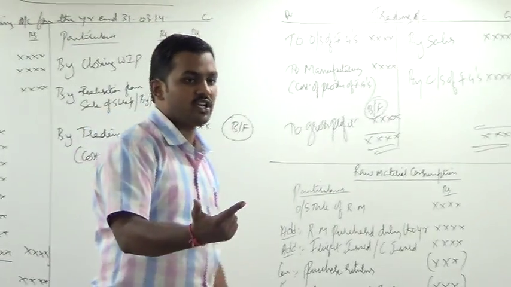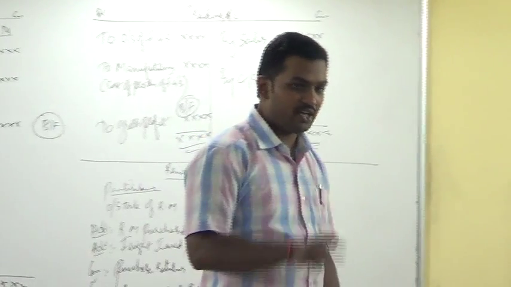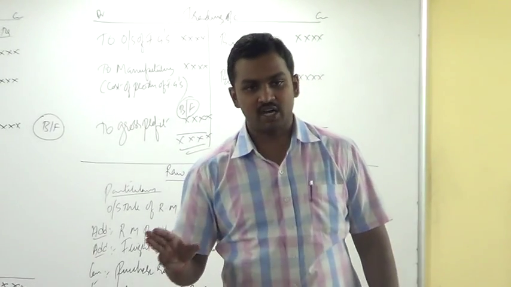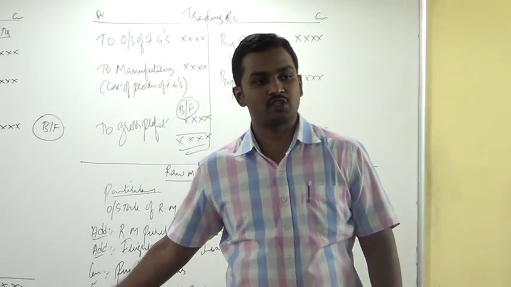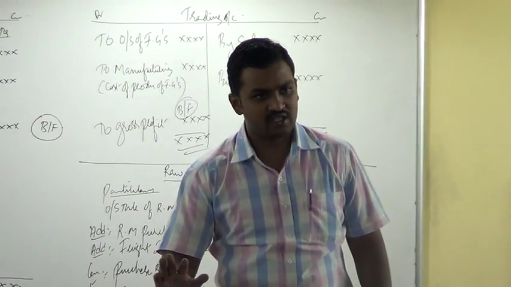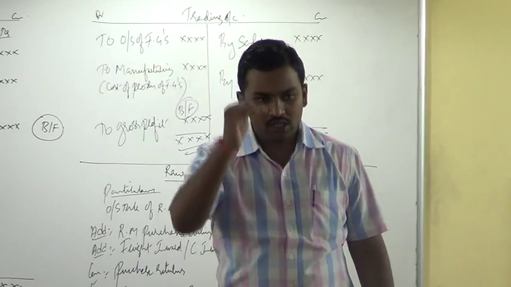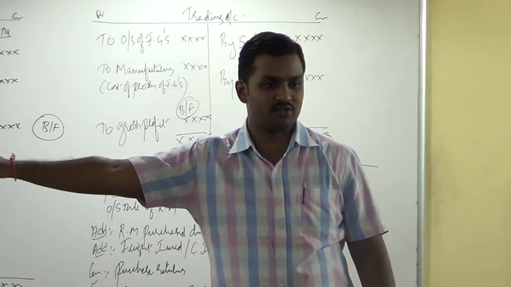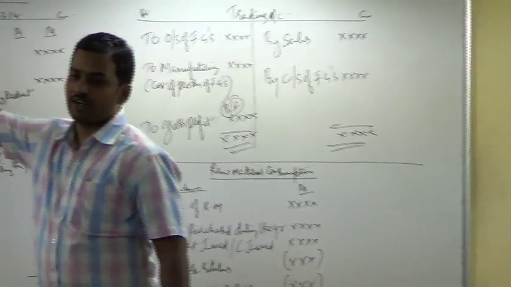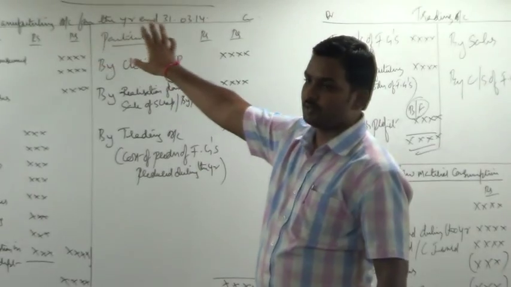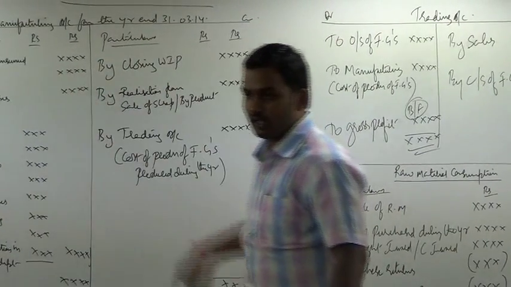Is it clear everyone? So how do you calculate the raw material consumption figure? Opening stock of raw material, add purchases, add carriage inward, freight inward, subtract purchase return, subtract closing stock of raw material value, subtract raw material used for maintenance, construction of an asset, or withdrawn by the owner for personal use. The cost of those raw materials should be excluded from the consumption figure. Now you get the raw material consumed figure, which should be debited to the manufacturing account. This is how we calculate it, from this working note.